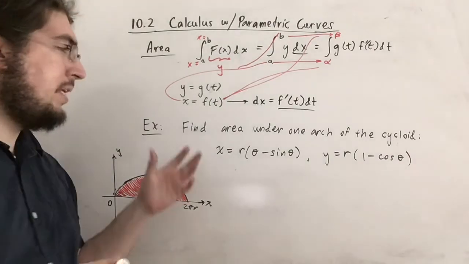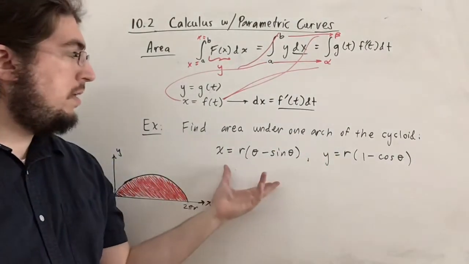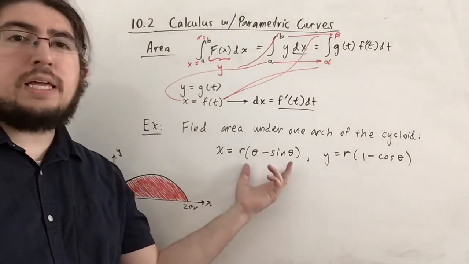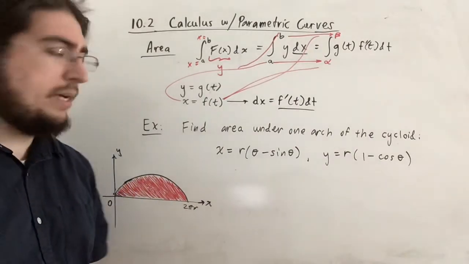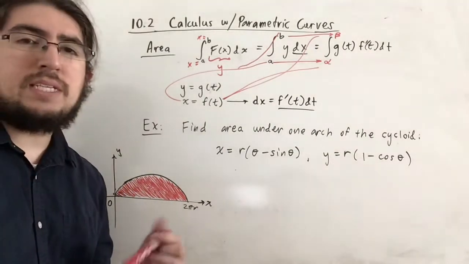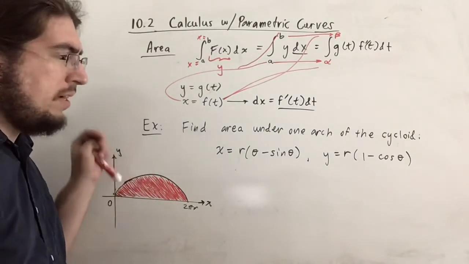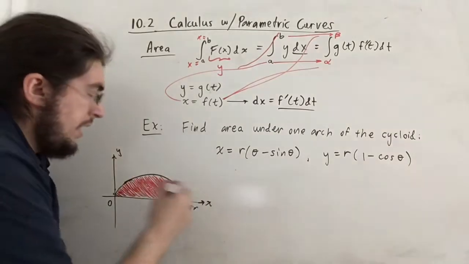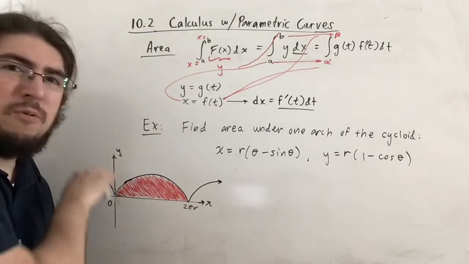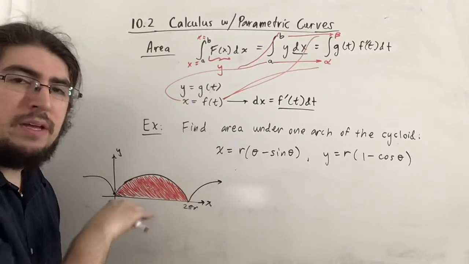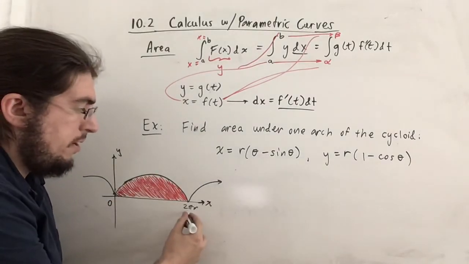But let's see. So it says find the area under one arc of the cycloid. x equals r times the quantity theta minus sine theta, and y is equal to r times the quantity 1 minus cosine theta. Now, if you're not familiar with the term cycloid, it's basically a shape that will continue periodically, but it actually is only above the x-axis, not below. So it's not really like a sine wave. It's a little different, but it still has a period. Now the period will be 2 pi r.